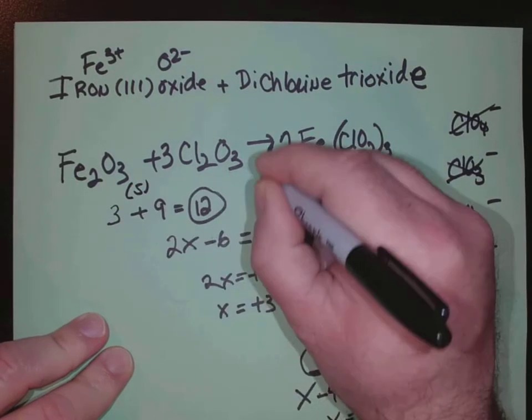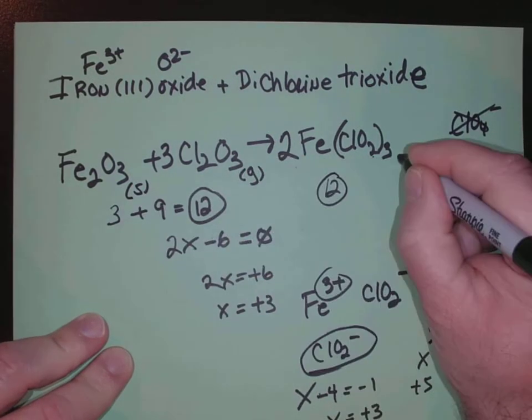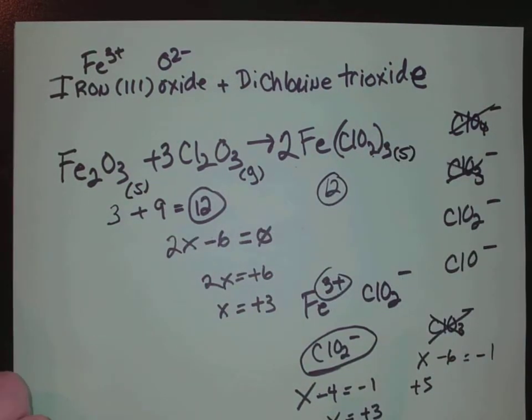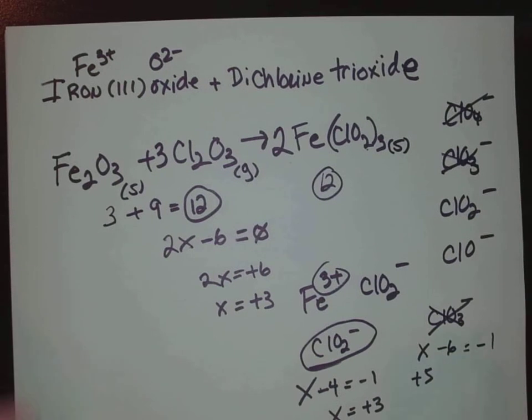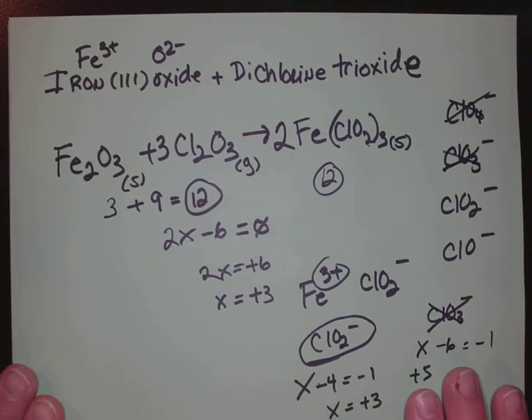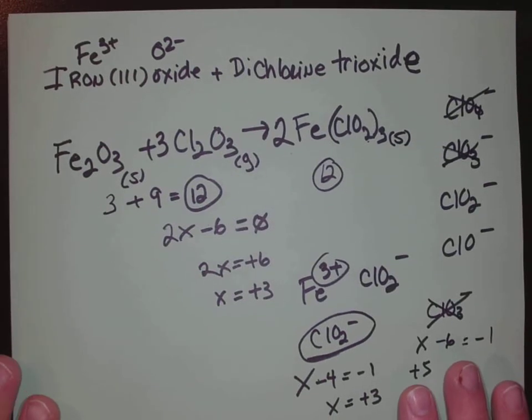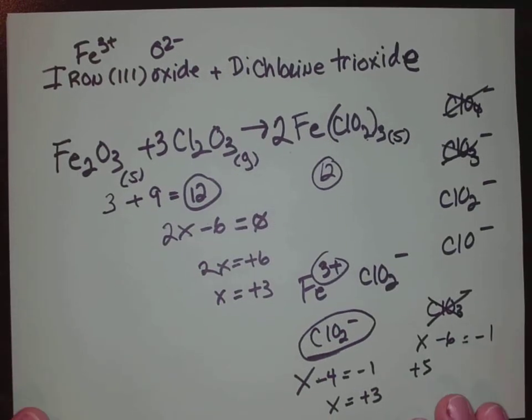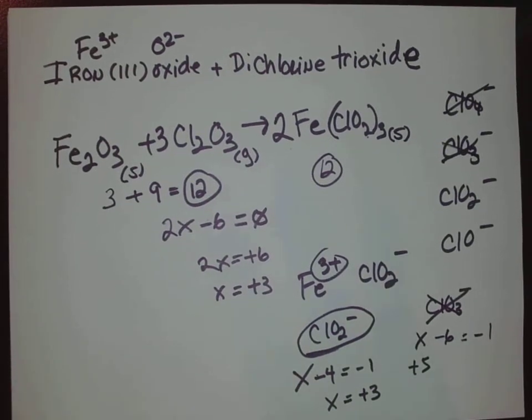And solid, gas, solid. And that's pretty much how you do a metal oxide and a non-metal oxide. Again, this is a little complicated stuff, but it shouldn't be outside the realm of anything we haven't done before. We're just taking things that we've done and we're putting them together, okay?